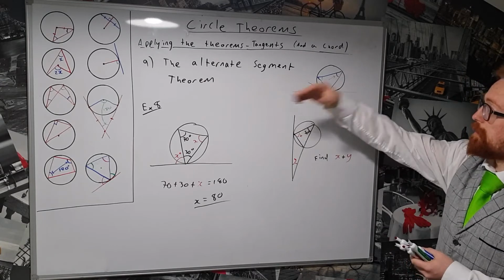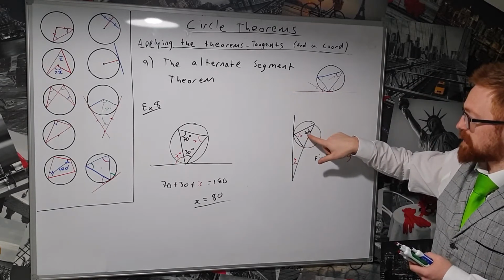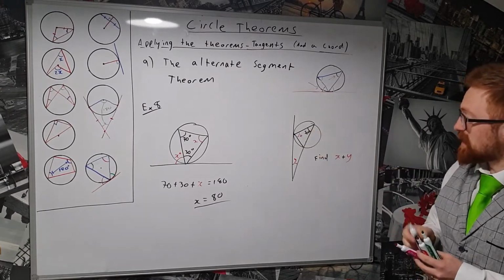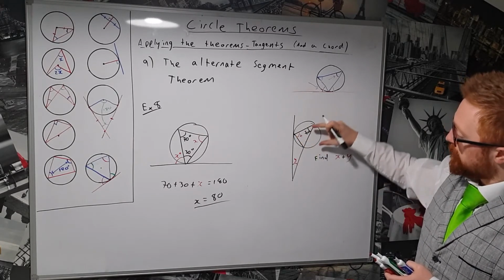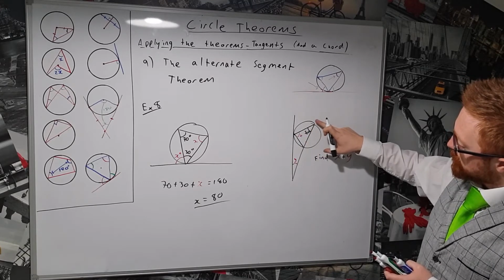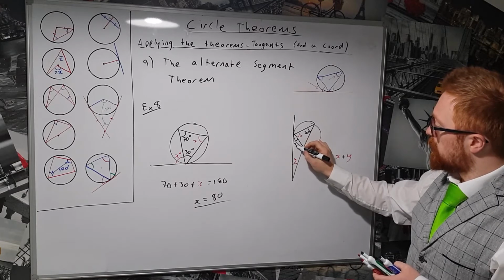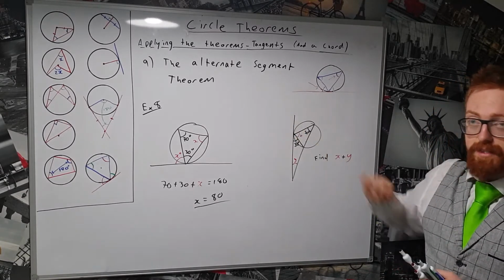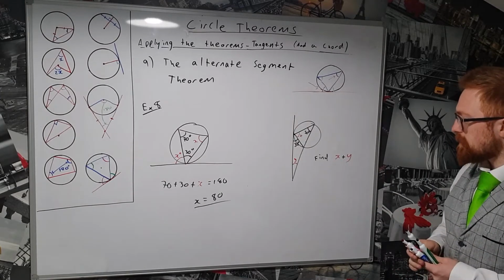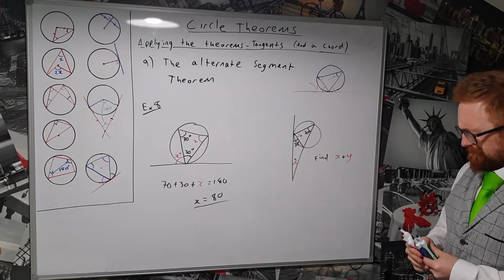So let's first of all apply our alternate segment theorem. Now there's only one angle we can apply this to, and that's this 30-degree angle here. So let's do that first of all. So this 30-degree angle here is between these two sides of my triangle. So I know that this angle here must also be 30 degrees, between the tangent and the other side of that triangle.